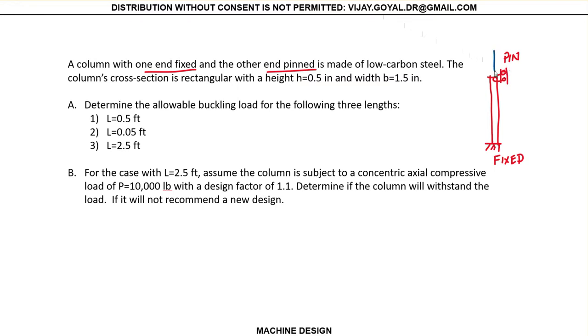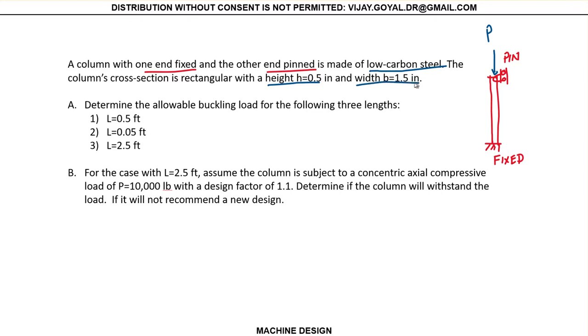And we're going to have a compressive load. Okay. Note that buckling is always a compressive event, not a tensile event. The problem also said that this is a low carbon steel. It has a rectangular cross section, and gives you the height as 0.5 and the width as 1.5.